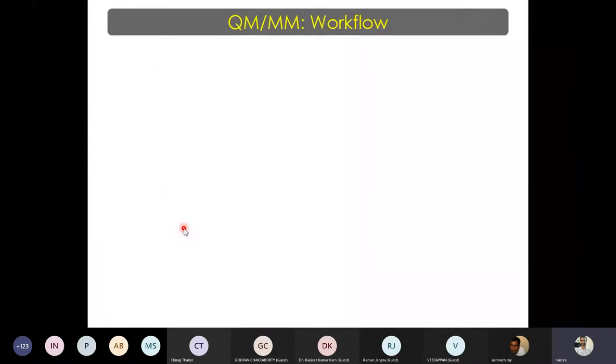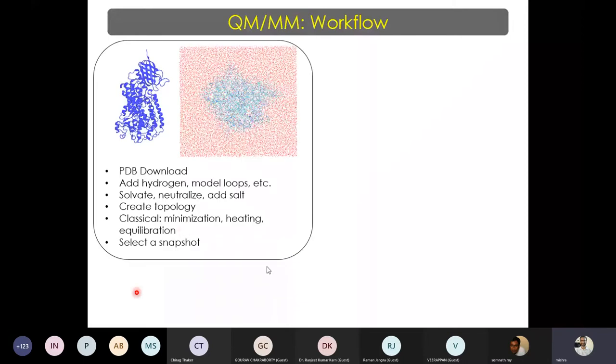All right, let us discuss what a typical workflow in a QMMM calculation is. In the morning session, all these things were discussed. You first define an MD simulation, so you essentially do everything that you did for an MD simulation. You download a PDB from the data bank. Often the PDBs have missing hydrogen atoms, especially if they are from X-ray crystallography, so add those hydrogens. Sometimes some loops will be missing because of their uncertainty, so you have to model those loops. All these standard things that you do from a classical simulation point of view, you do that.